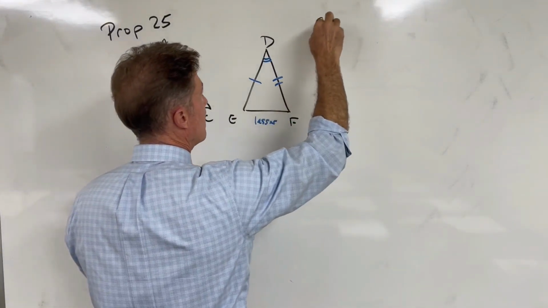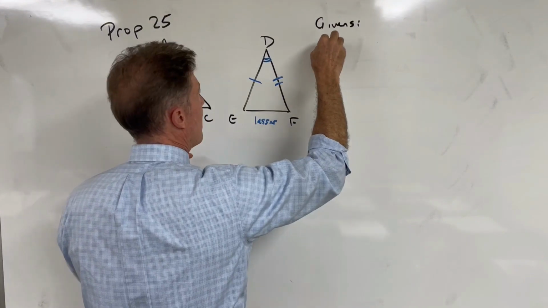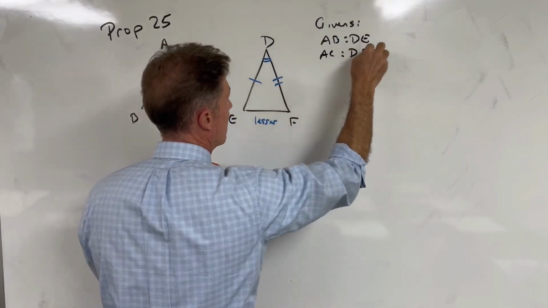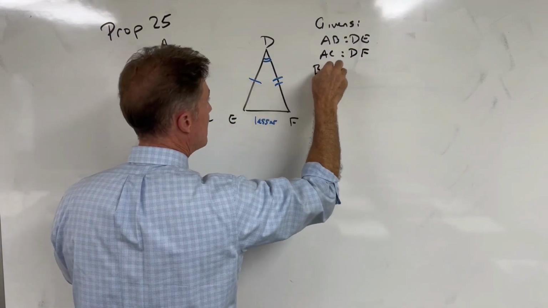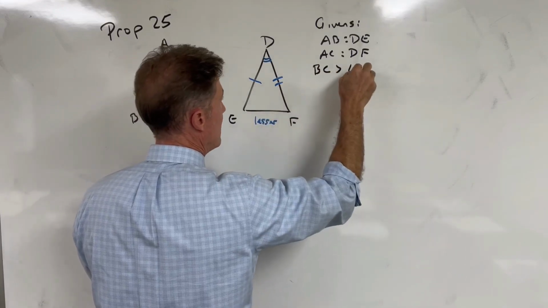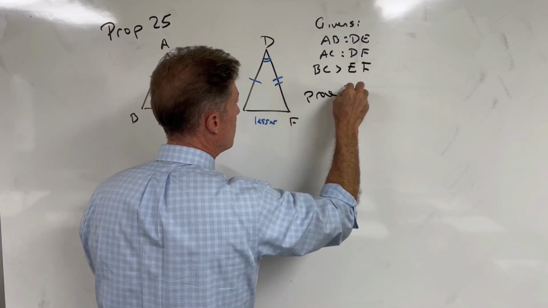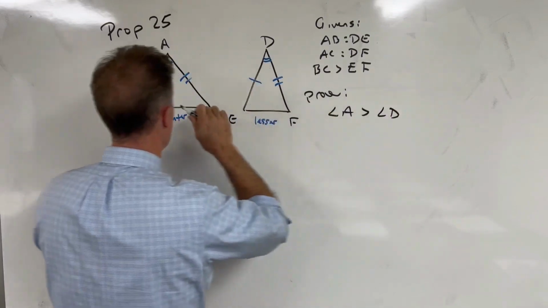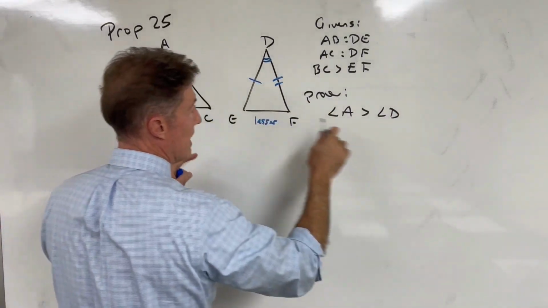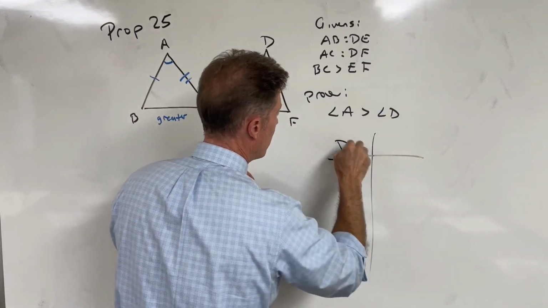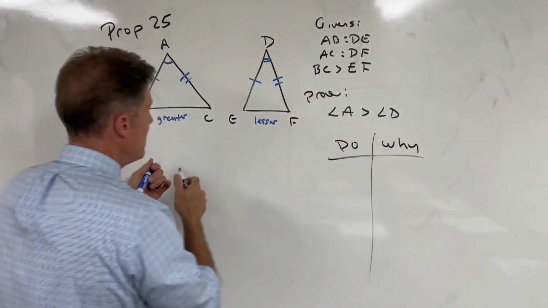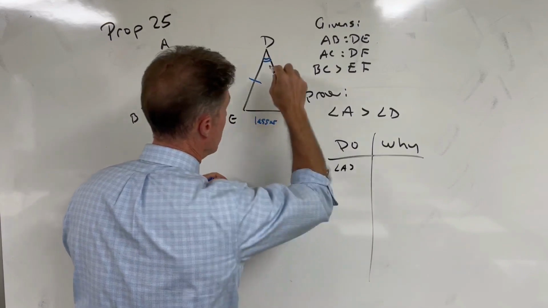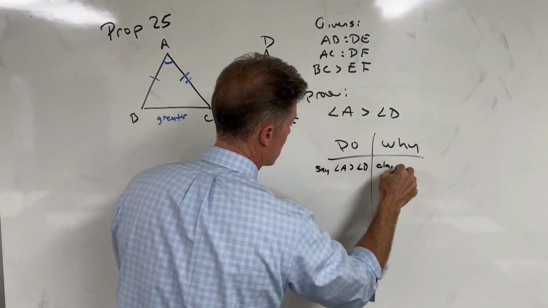So again, listing our givens, we have AB is equal to DE, AC equal to DF, base BC greater than base EF. And from this, we're going to prove that the angle at A is greater than the angle at D, because the triangle that contains the greater base will contain the greater angle. So this proof is fairly straightforward. Basically, we're going to say that the angle at A is greater than the angle at D. So I'm just going to make this claim.